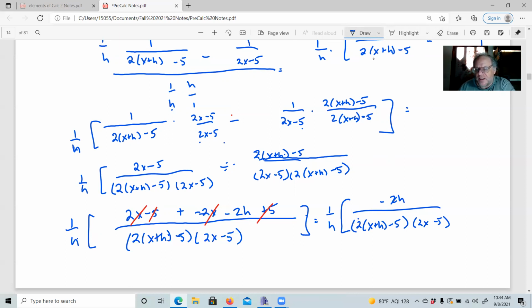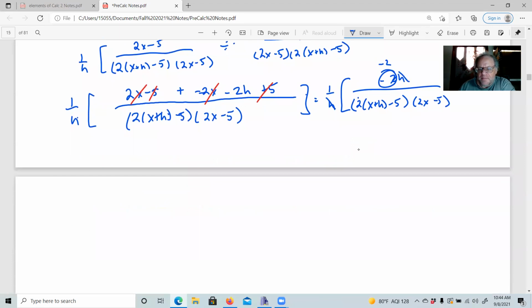What I meant to say was the h is canceled. That negative 2 is still there. Don't cancel that. So what we have, the h is canceled. So our answer is negative 2 over 2x plus h minus 5, 2x minus 5. That's it. There's your difference quotient. What was the goal? The goal was to cancel this h. Have we done that? Yes.